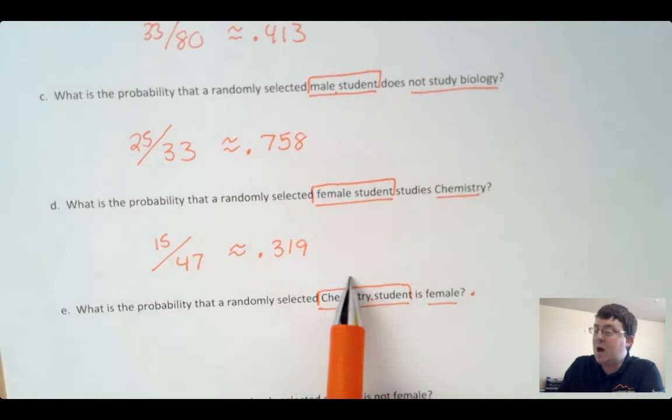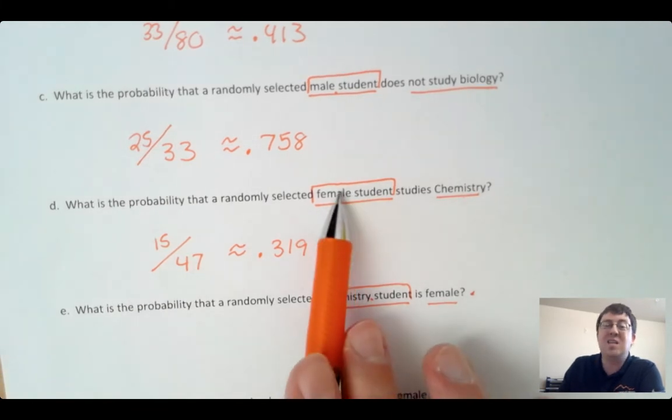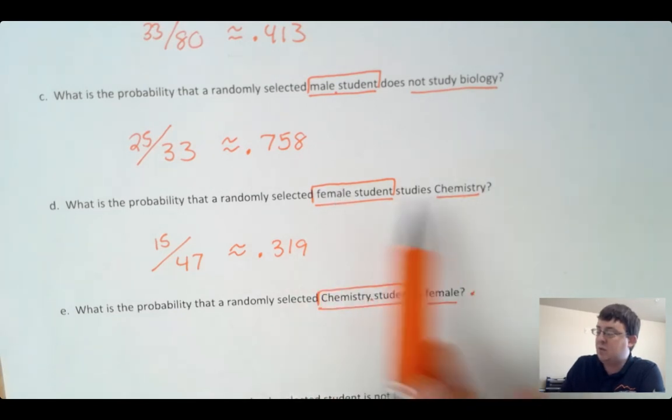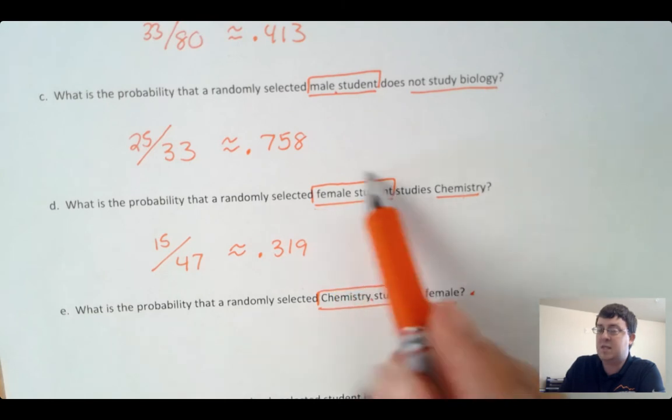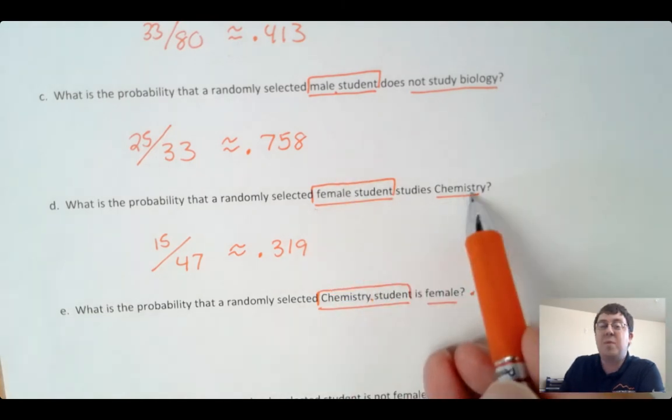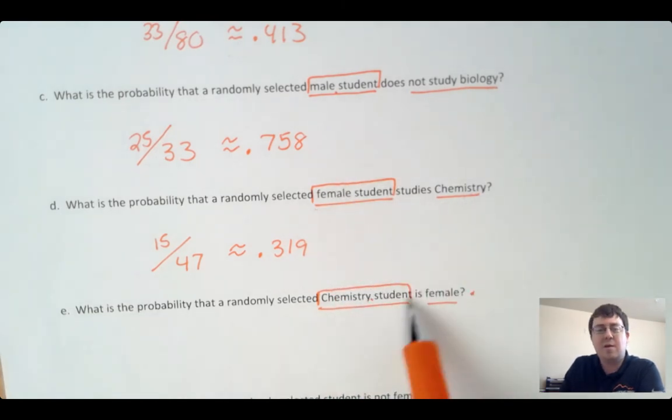So why I box these things first here is they tell me what my denominator is. So the numerators will be the same, chemistry students that are female, chemistry students that are female. But my denominator is different. I'm saying what's the probability of the female students that study chemistry? What's the probability of the chemistry students that are female?